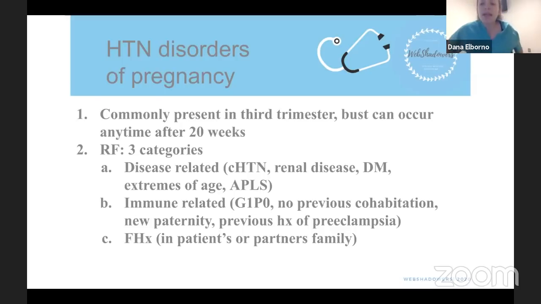So as we were just saying, these hypertensive disorders can occur anytime after 20 weeks, but they more commonly present in the third trimester. So more commonly, you'll see this with a patient who's beyond 34, beyond 37 weeks, but occasionally it can happen even at 22, 23, 24 weeks when a patient is in that pre-viable period, at which point the baby would not survive on the outside.